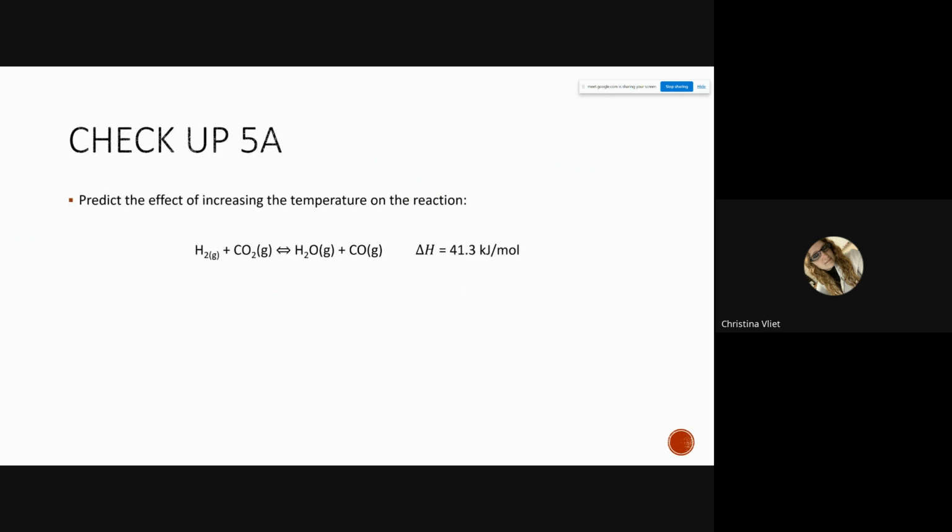Question. What will be the effect then of raising the temperature on this reaction? To be clear, there's a positive here, and you should write a positive there. There should be a sign that says positive, because remember, for enthalpy, you need to get the sign. So what would be the effect of raising temperature on this reaction? How would you analyze it?